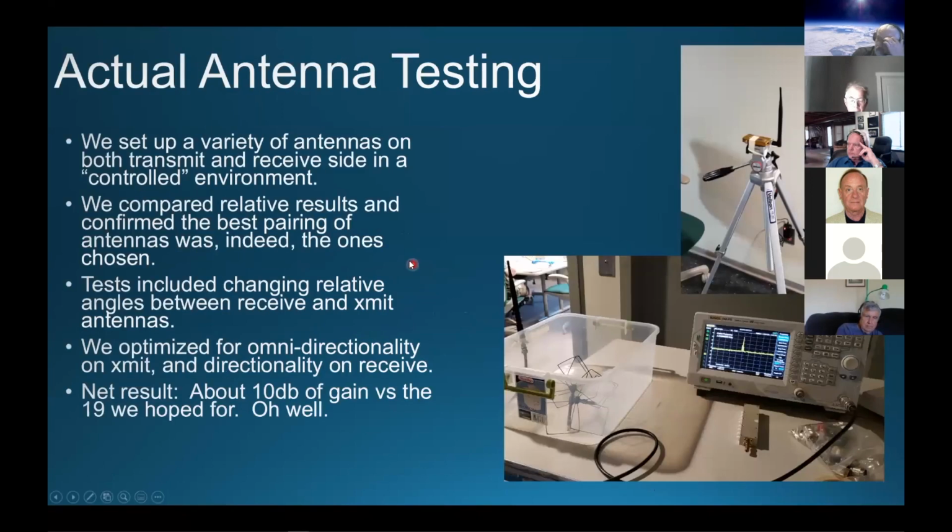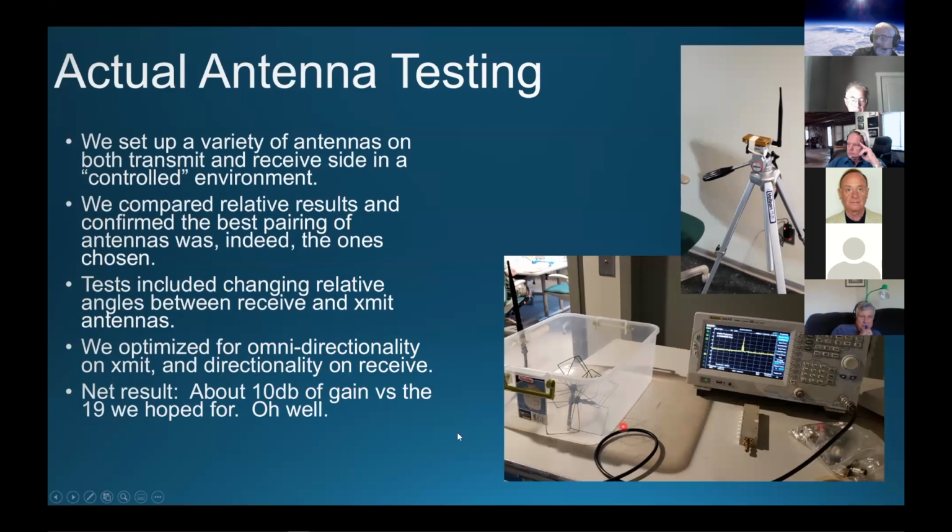So we did some real science here. We set up a transmit and receive station. This is the transmitter here, and we just used a cheesy dipole antenna they provided. And we set a receive station over here with a cheesy dipole, and we just pumped it into a spectrum analyzer to benchmark how much signal we were receiving. And then we fooled around with antennas on both ends and compared the results.